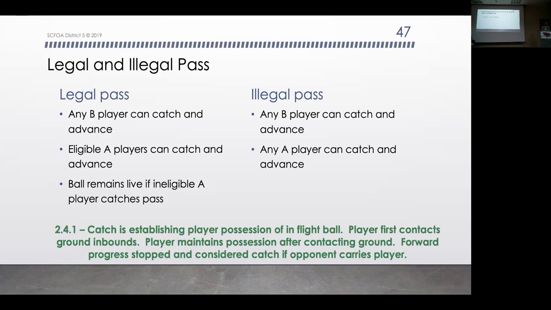All right, so if a legal or illegal forward pass is thrown and is complete, the down continues. So any A or B player may catch, pass and bounds. Player needs one foot in bounds prior to contacting the sideline, or anything other than another player or official who's out of bounds. Joint possession belongs to the passing team and the down ends.